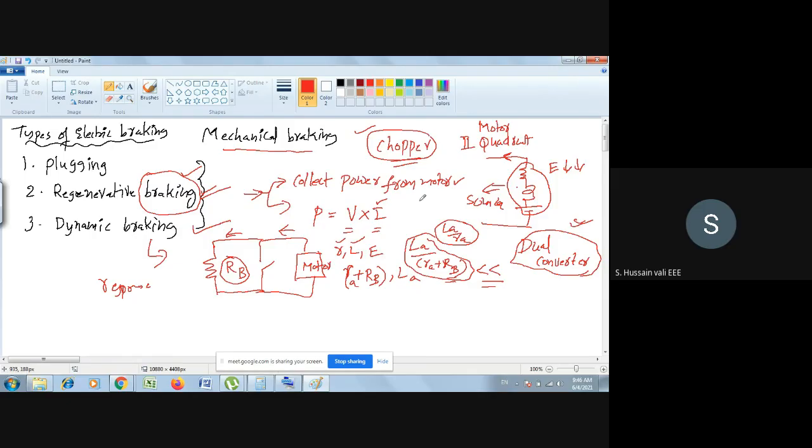Why is it fast? Because the time constant is less. Why is the time constant less? Because we have added an extra resistance. So that is the advantage of this over the regenerative braking. What is the disadvantage? Where is the energy going in dynamic braking? The energy is going as loss in RB. It is dissipation in RB.